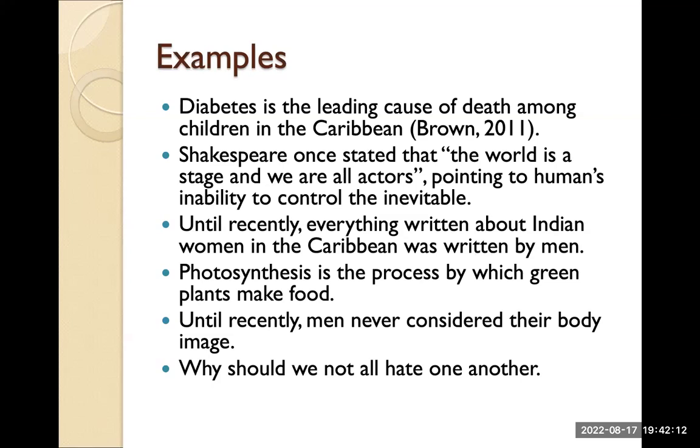What about the one that says photosynthesis is the process by which green plants make food? Which opening is that? The definition. Yes, so that would be definition, right? What about the one that says, until recently, everything written about Indian women in the Caribbean was written by men?